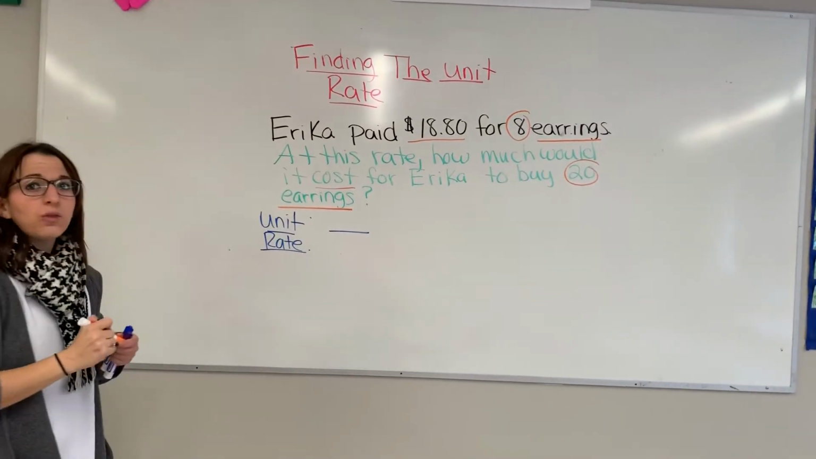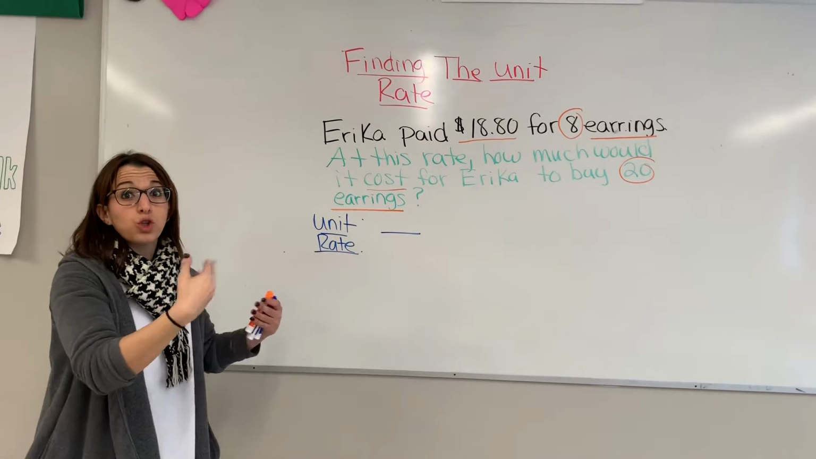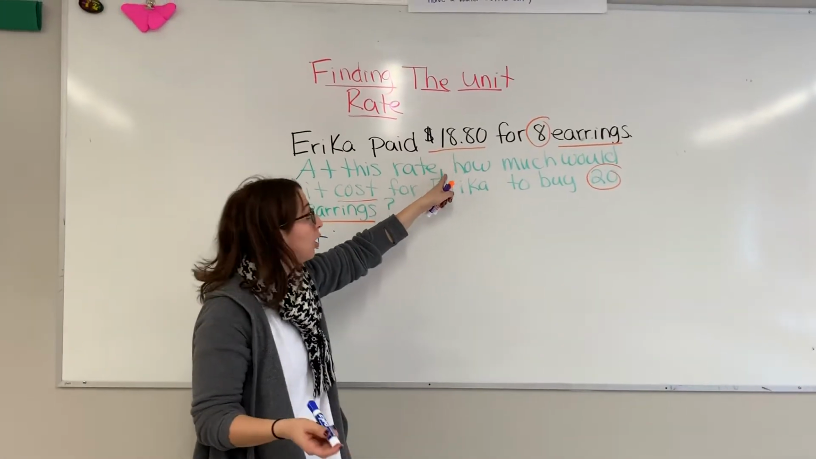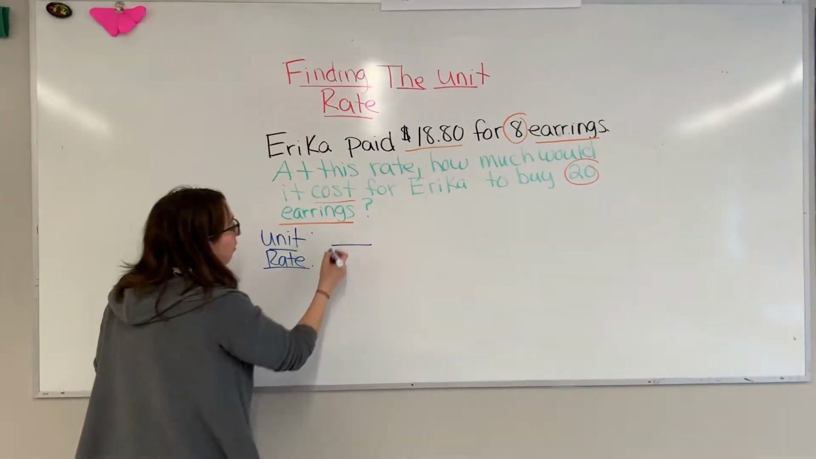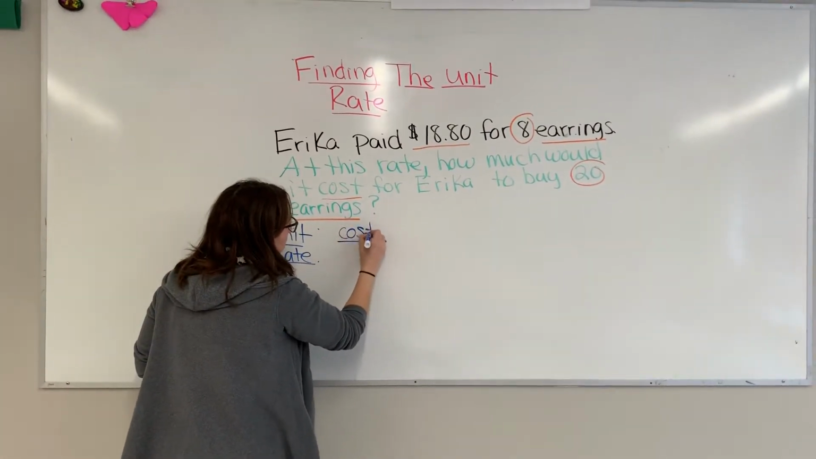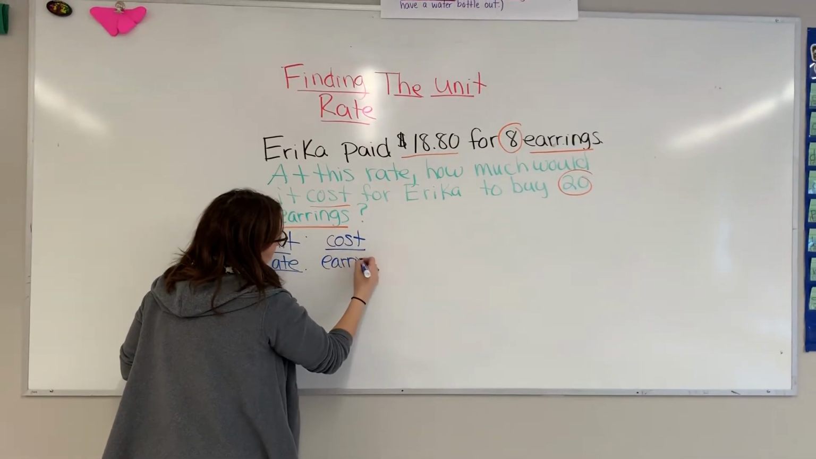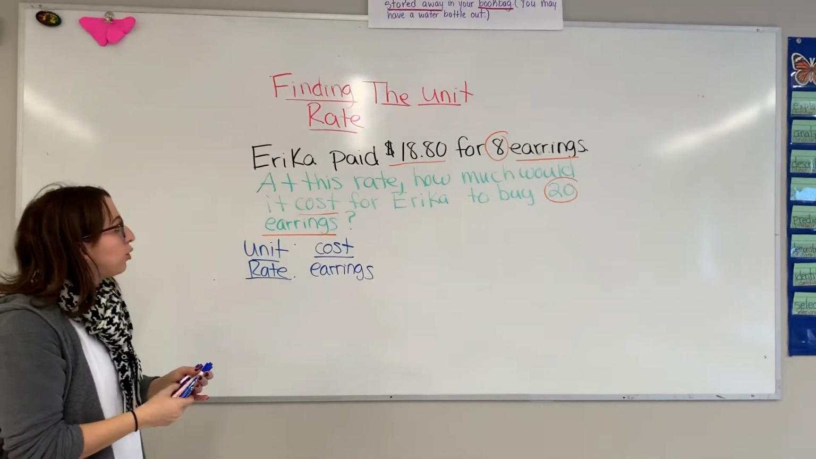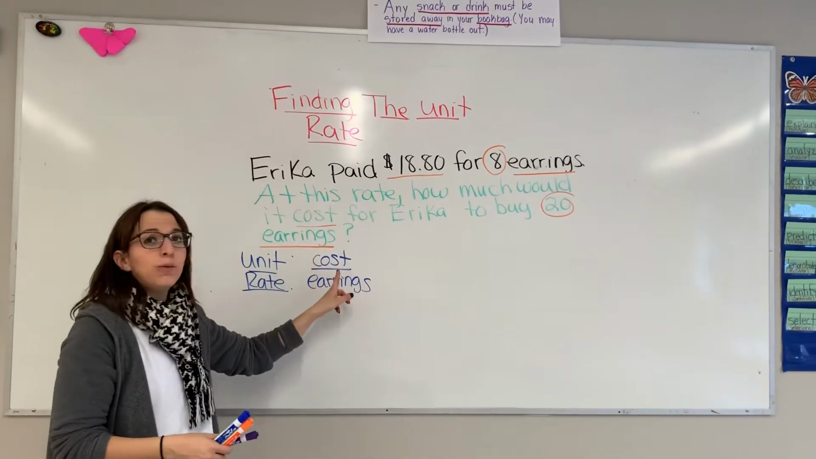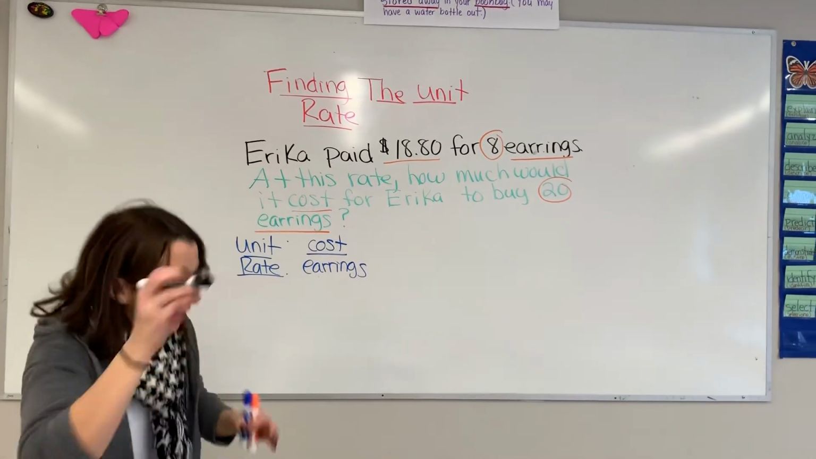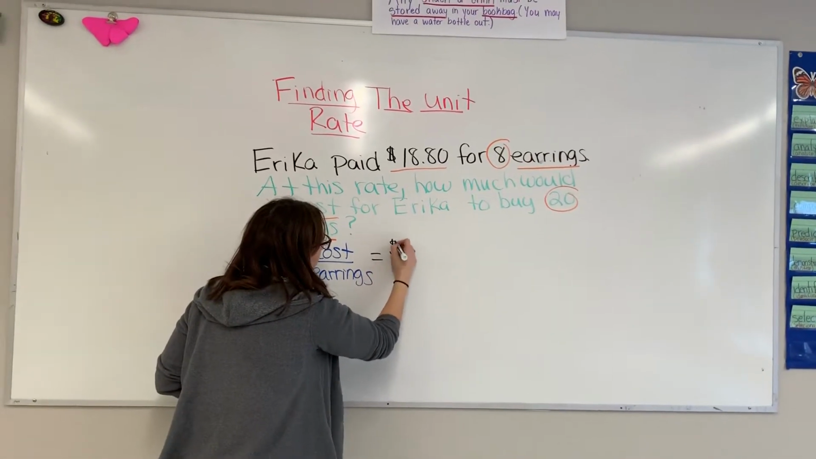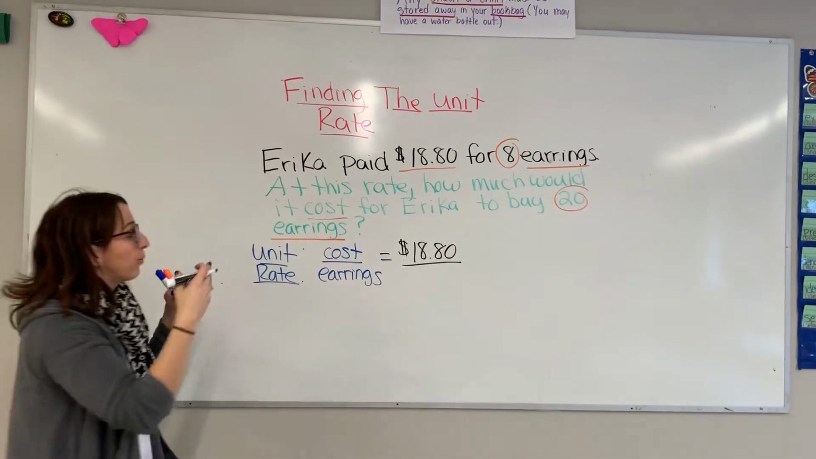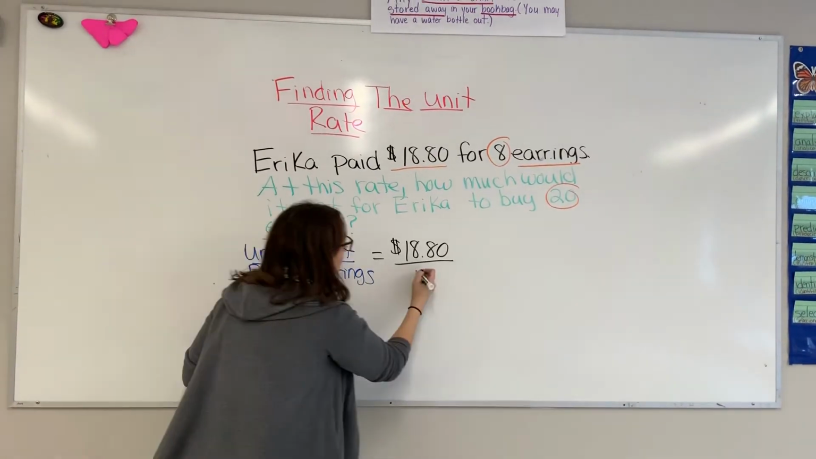So when you find the unit rate, you need to label the two quantities or the two items that they're comparing. In this question, they're comparing cost or money to the number of earrings. So I'm gonna label first my numerator, cost by earrings. Now, I'm going to take the first sentence, which is in black, and substitute $18.80 on the numerator because that's the cost. So I'm gonna take my black marker and make my dollar sign, $18.80. It's $18.80 for 8 earrings, so 8 goes on the bottom.